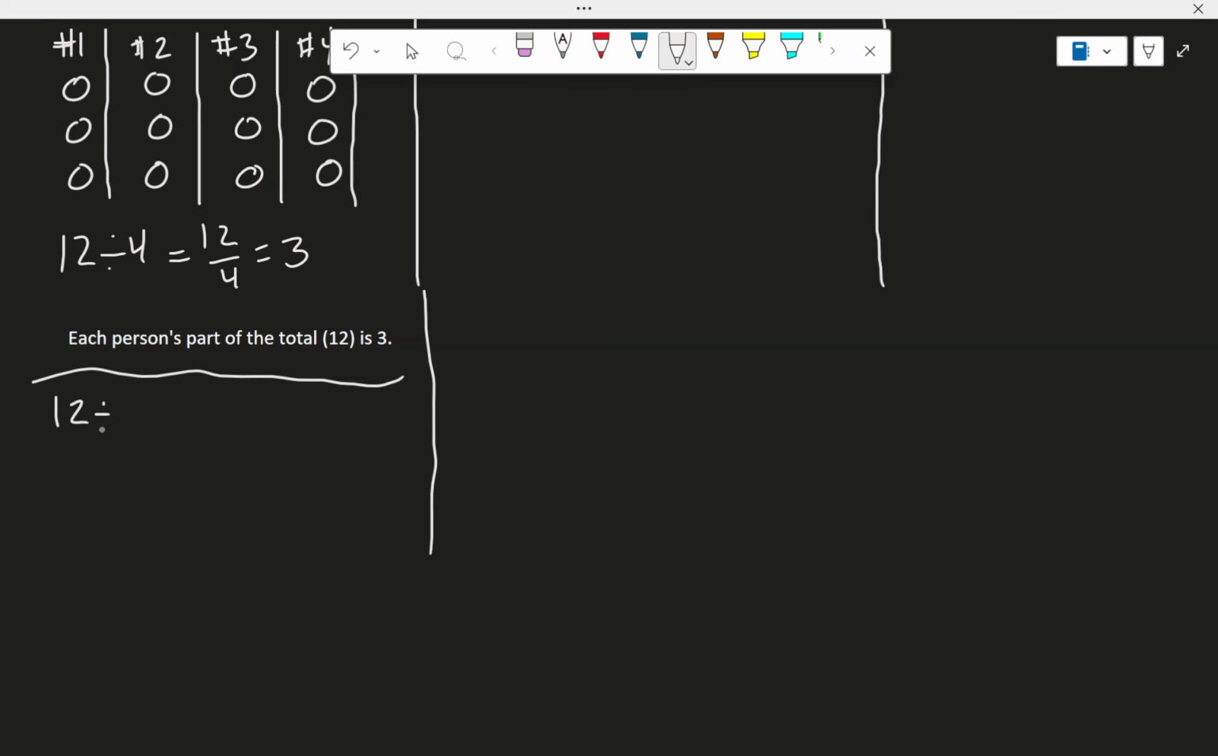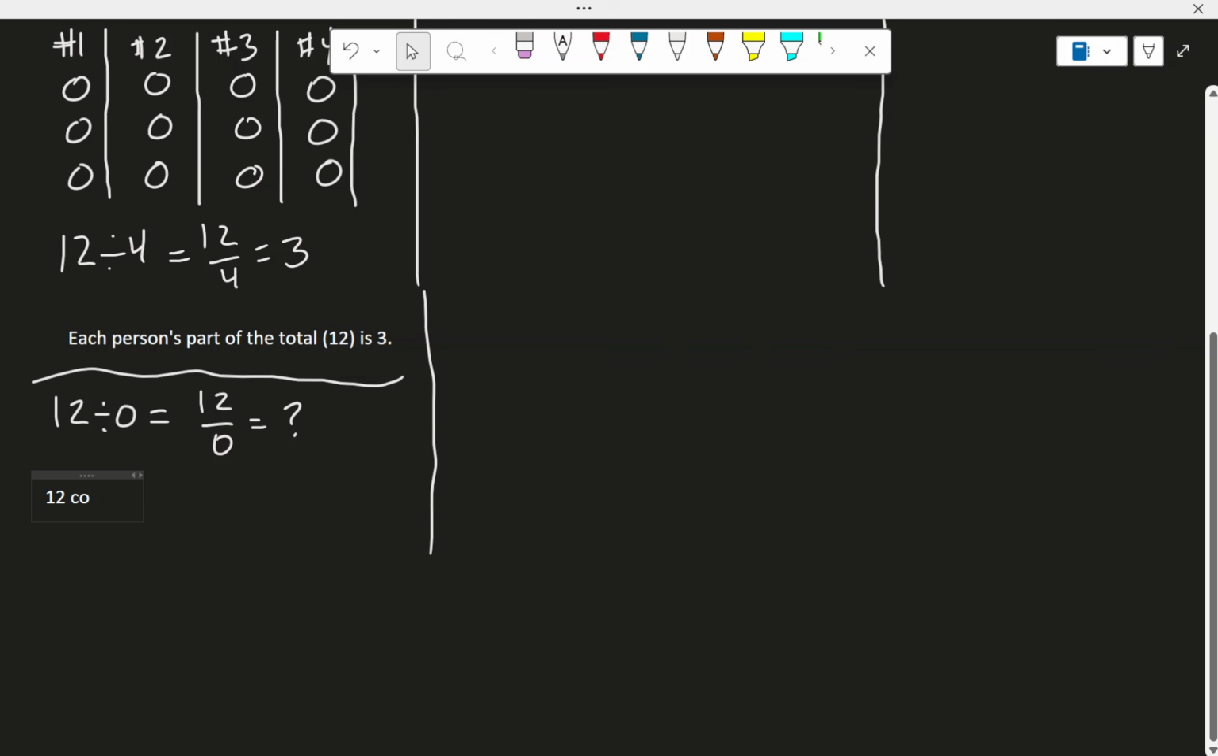If we write it as 12 divided by 0, this old school way, or with a fraction, what would be the answer? A lot of people think the answer is 0, but we're going to see that that's not true. It doesn't work. Okay, so let's think about our word problem with cookies again. We have 12 cookies. Great. But now we have 0 people. This is a little interesting and weird.